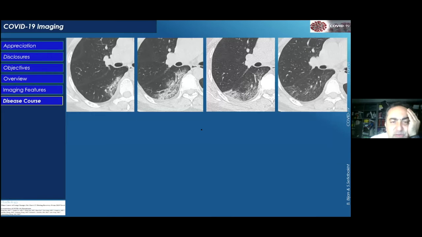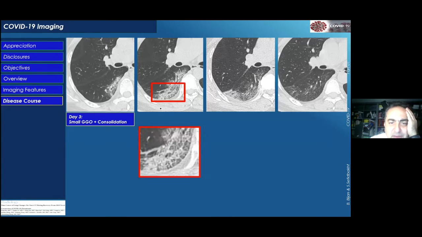This is a course of a disease. This is day 3. I'm just going to give you a magnified view. This is what we call crazy paving.